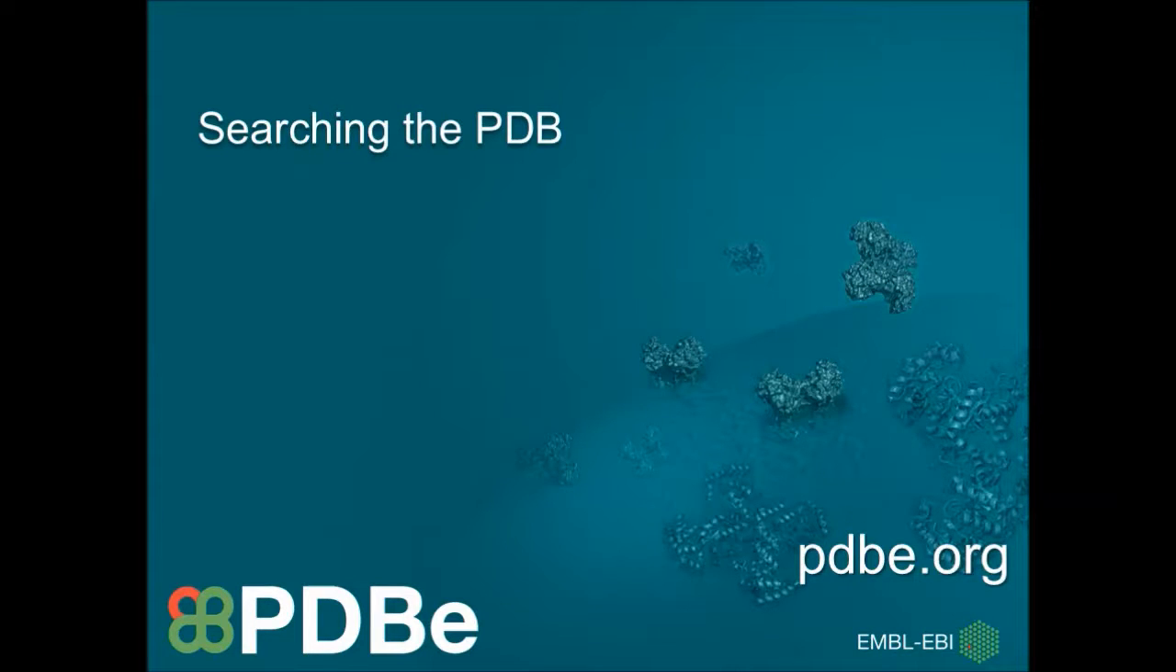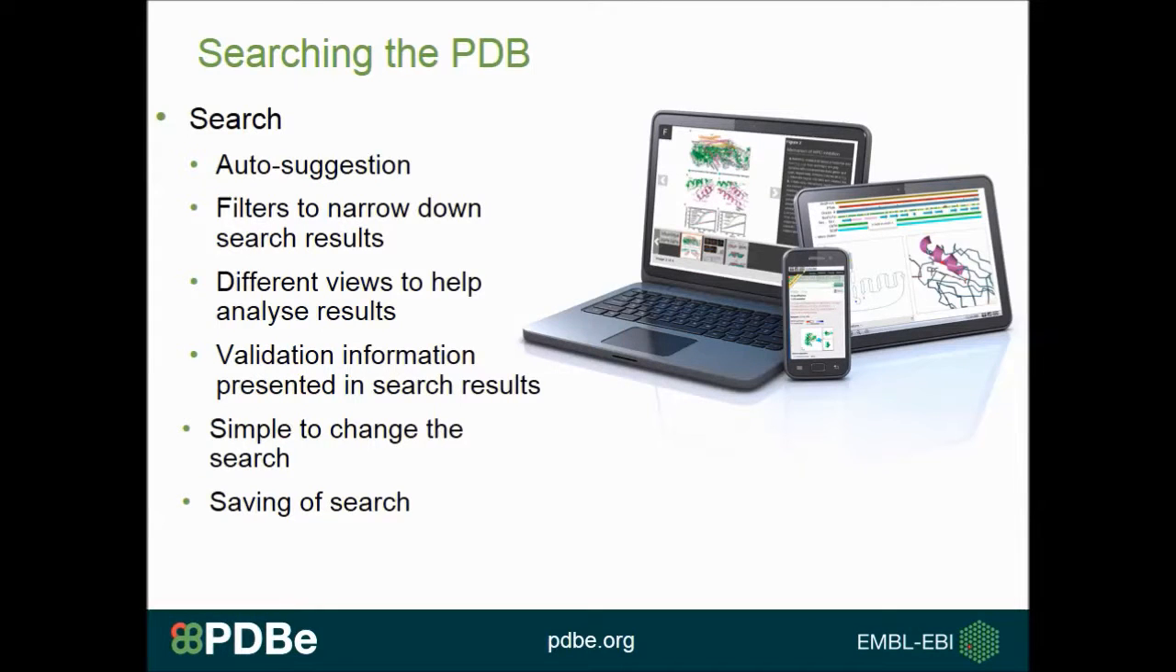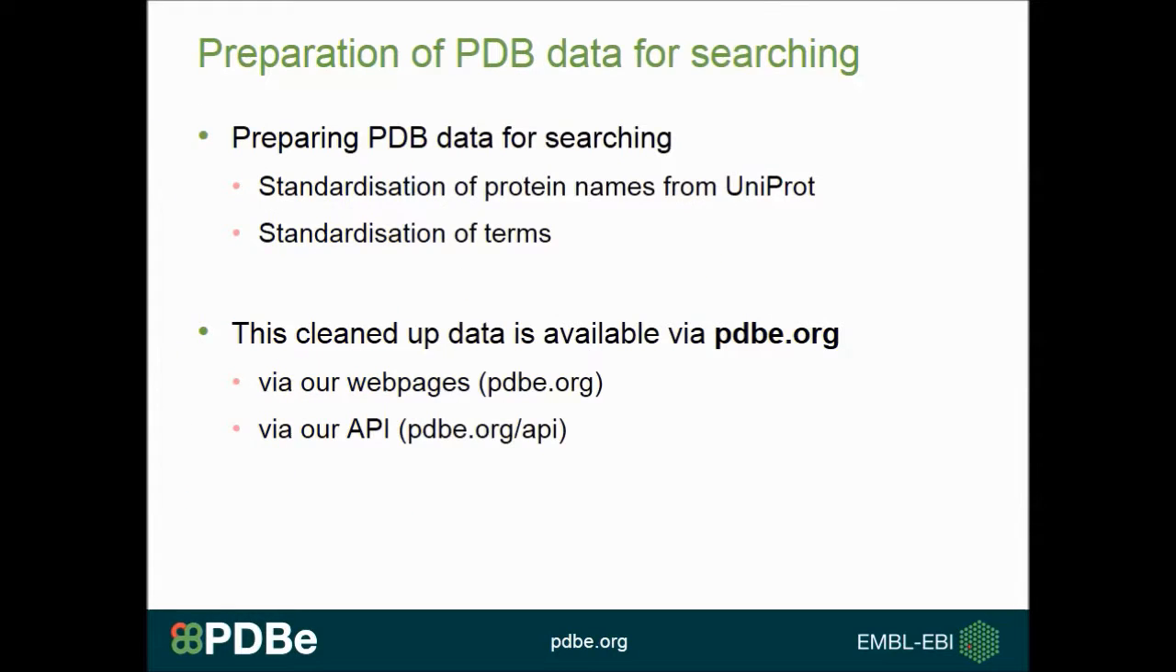Searching the PDB using the website pdbe.org. We've redesigned our search from the ground up to enable you to use the following features. Auto-suggestion, so we will suggest results based on what you've typed in. Filters to help you narrow down the search results. Different views to help you analyse the results. Validation information presented directly on the search results page. Easy methods of changing the search and saving the search. I'll highlight these features in a bit.